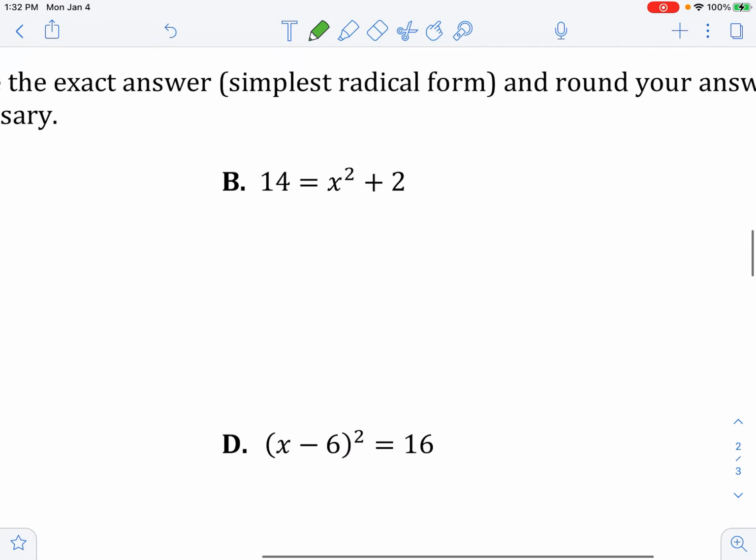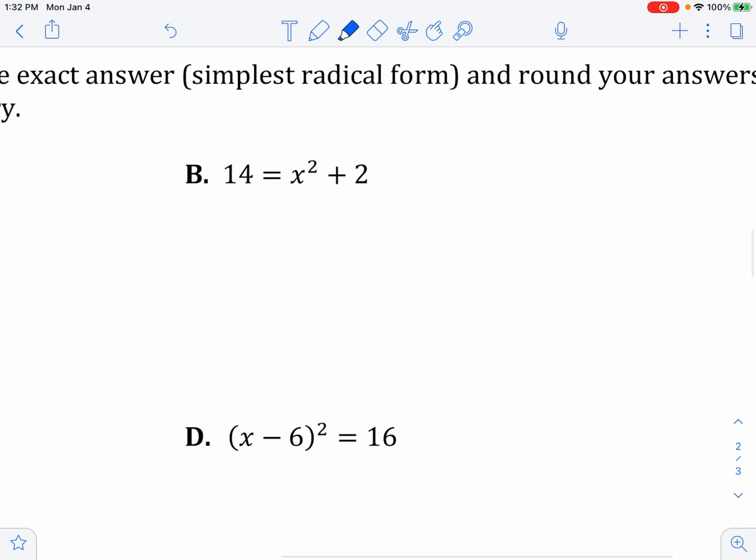Okay, moving on to the next problem. Notice that there's just an x squared right here, so I have to get x squared by itself. How do I get x squared by itself? Well, in order to get x squared by itself, I have to subtract 2 from both sides. So I'm going to start by subtracting 2 from both sides. So now I have 12 equals x squared.